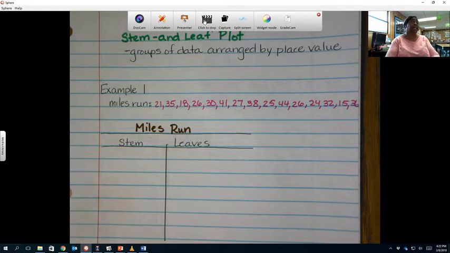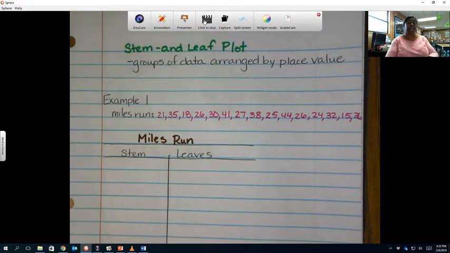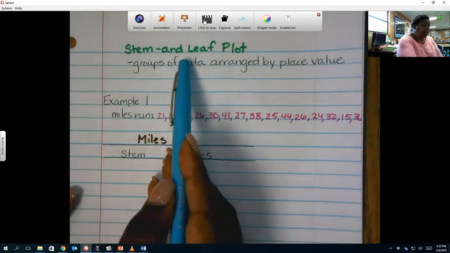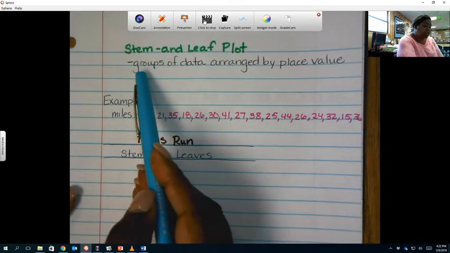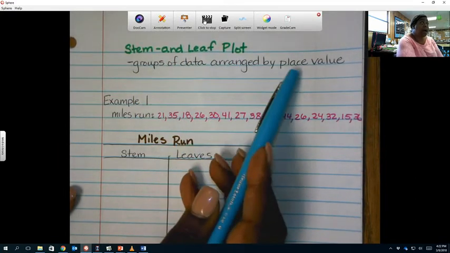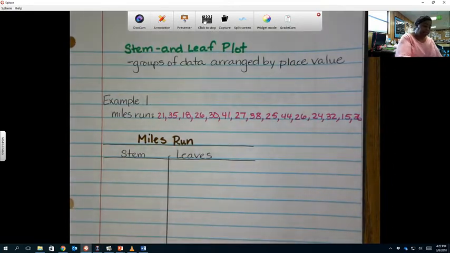Today in class, we went over stem and leaf plots and how to make them and then how to read them. So that's what we're going to go over today. A stem and leaf plot is groups of data arranged by place value. Sorry for my voice here.